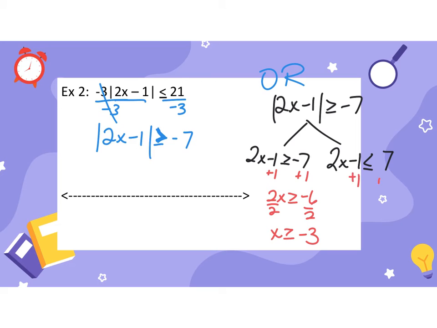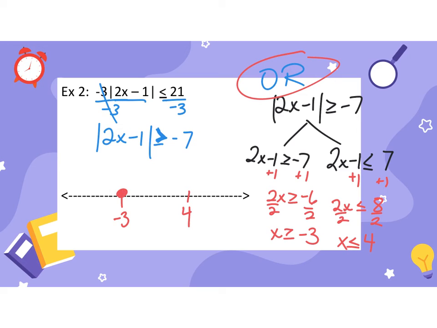Same thing over here. 2x is less than or equal to 8. Divide by 2. X is less than or equal to 4. Okay? Put these on a number line and see what happens. So we know it's an or. We know what we want it to look like. We want it to have that gap. And let's see if it does.